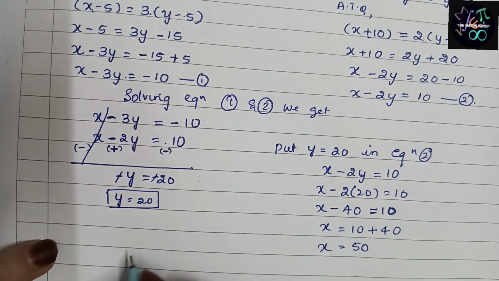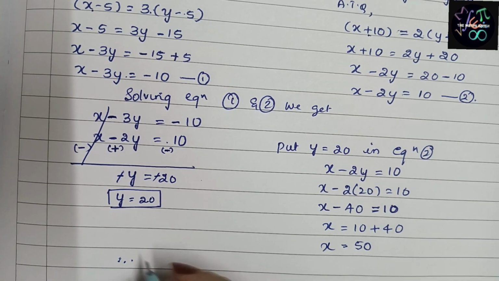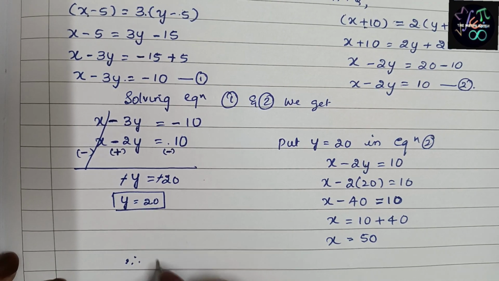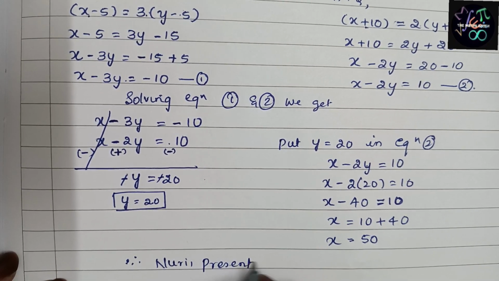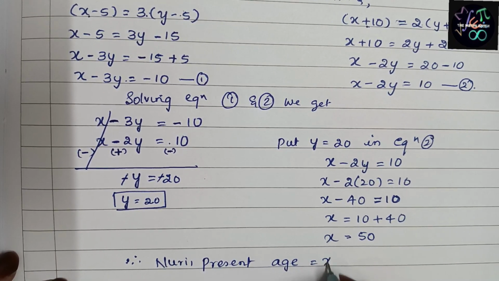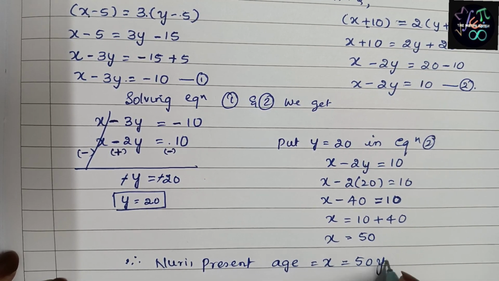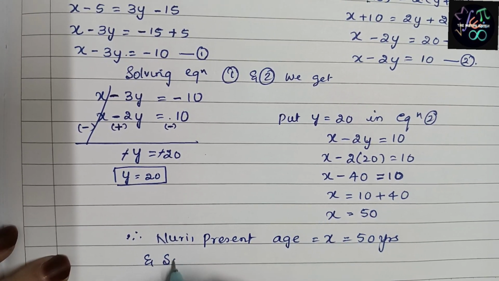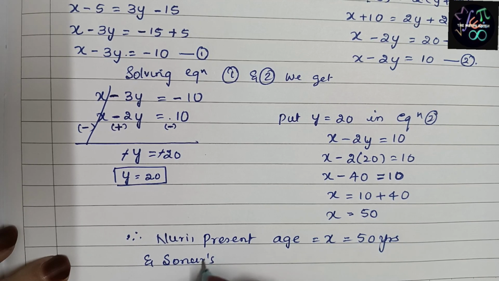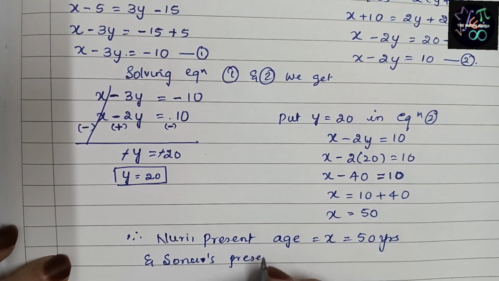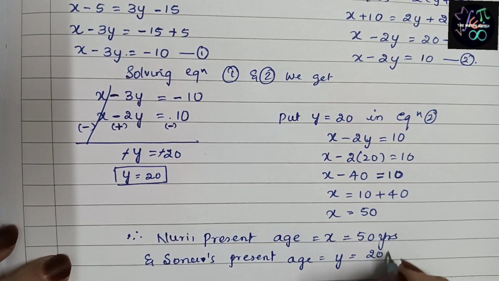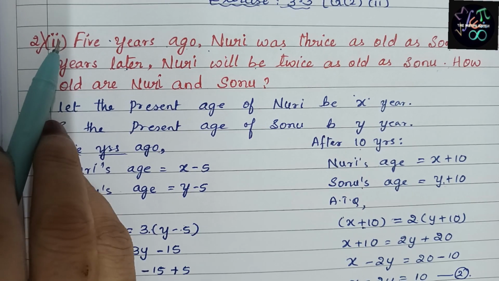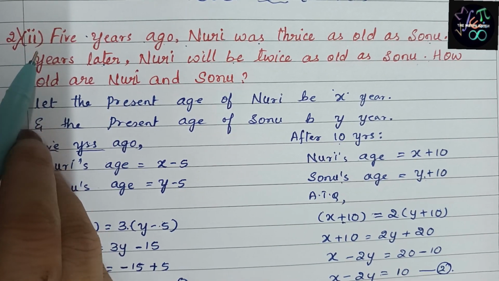Lastly what we have to write, therefore, Noori's present age is nothing but x, and x is equal to 50 years, and Sonu's present age is y, and y value is 20 years. So this is the solution for question number 2, that is the Noori problem, which is very important for board examination.